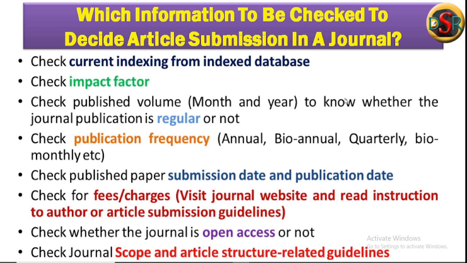Check published papers, their submission date and publication date. It will help you to know how long the review process takes to finalize the article. Check for fees and charges. The fees and charges information is available on the journal's website, mostly under the heading Instructions to Authors or Article Submission Guidelines. Check whether the journal is open access or not. Check the journal scope and article structure related guidelines.